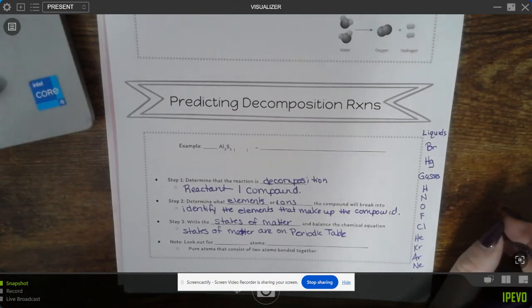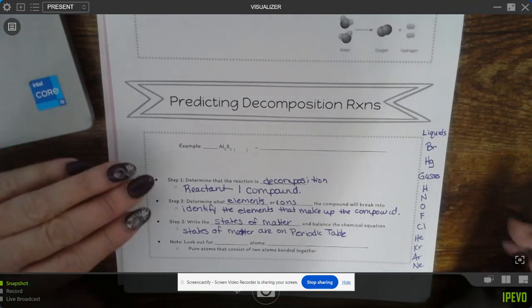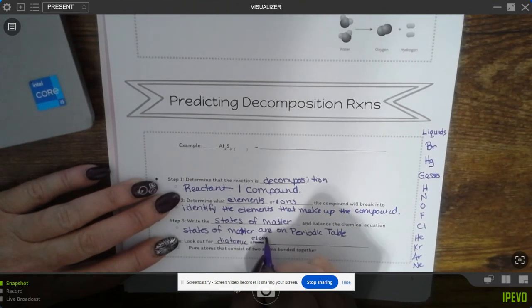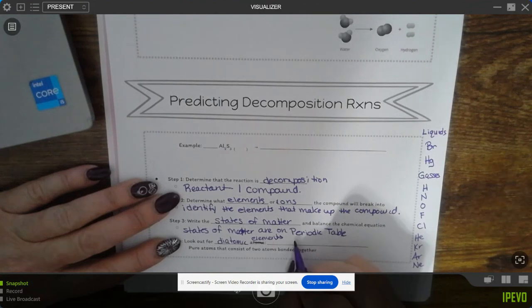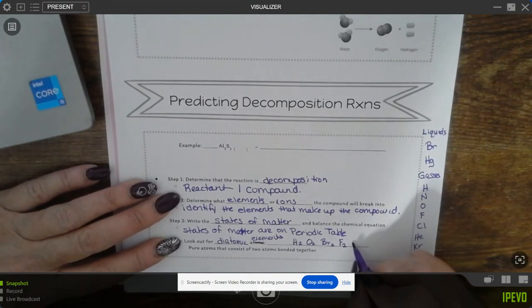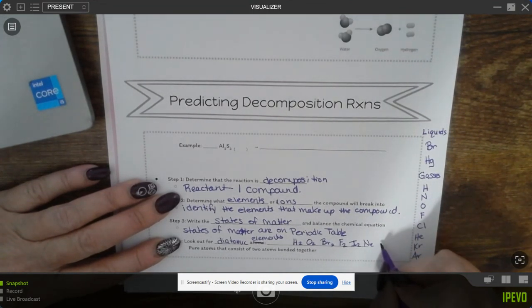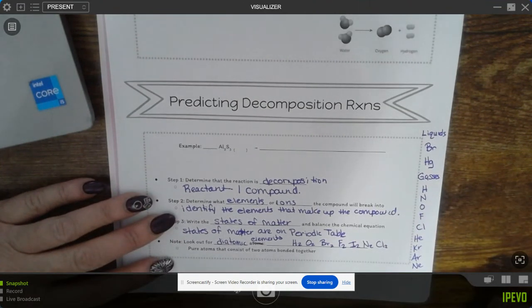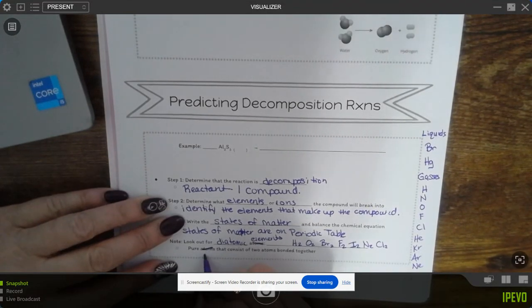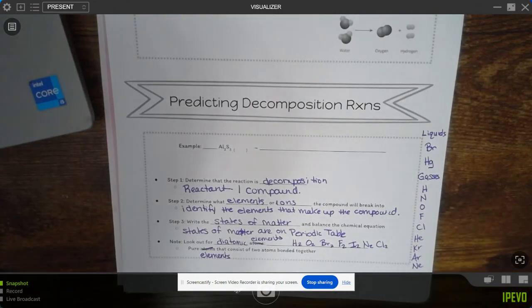And then we want to look out for those diatomic elements. Remember Hoberfinkel: hydrogen, oxygen, bromine, fluorine, iodine, nitrogen, and chlorine. Those are pure elements that consist of two atoms bonded together.